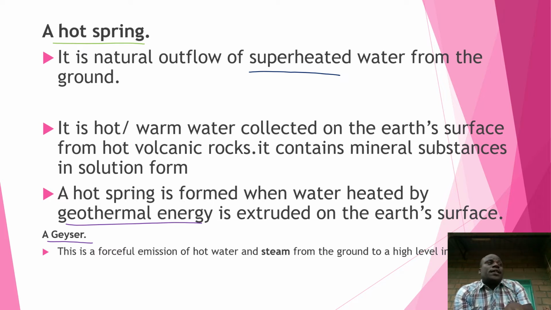But the major difference between hot springs and geysers is that geysers produce much steam. The steam from a geyser is too much, and it even joins the space, the atmosphere. Hot springs don't have much steam. Some don't have steam at all, but they have hot water. Geysers produce more steam than hot springs.